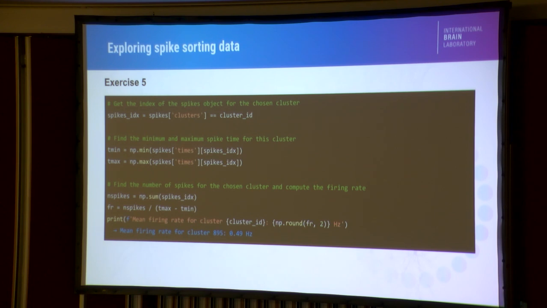So here what you have to know is the spike indices are basically zeros and ones, so we can just sum that to get the number of spikes. And then in order to get that in firing rate, we divide it by the time difference between the maximum time and the minimum time. And here we can see that the mean firing rate for this cluster number 895 is 0.49 Hertz.